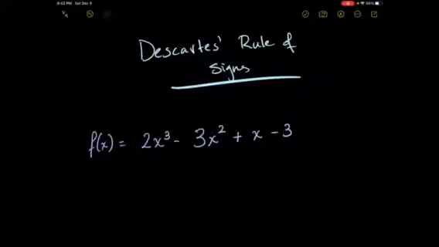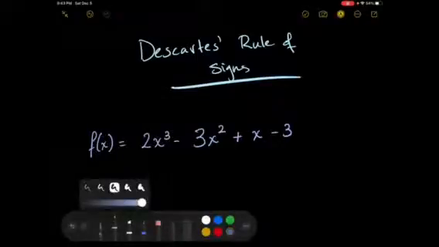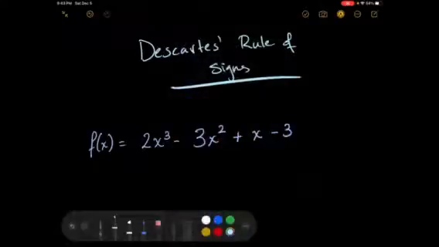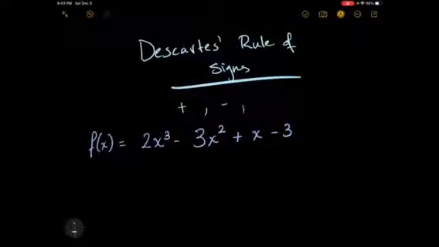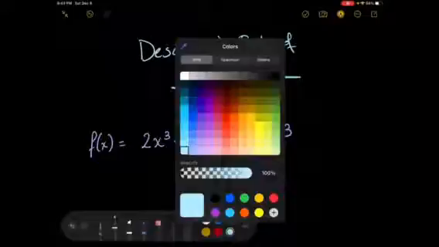So Descartes' rule of signs is used to determine the properties of the roots of a polynomial. It doesn't matter how big the polynomial is, we can always use Descartes' rule of signs to figure out the number of positive, negative, and imaginary roots of any kind of polynomial. So let's try it out with an example right here.